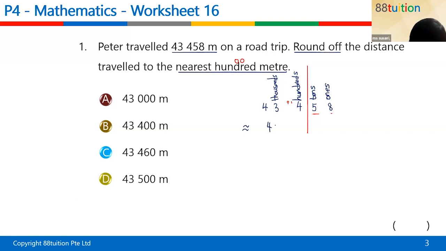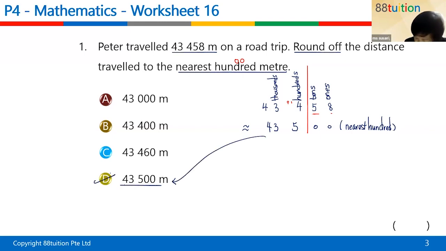So you have 43,000, and now the 100 becomes 5, and the remaining become 0, 0. Do not ignore them. The zeros are important because they are really the place value. So this is called the nearest 100. Let me put it neatly here. So what is your answer? 43,500, which is the same answer that you have gotten from here. And this is option number D.